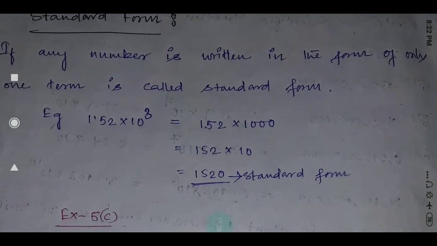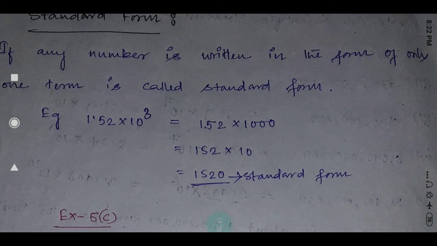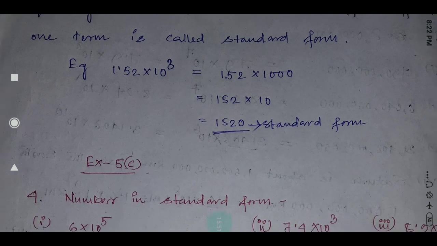So suppose 1.52 into 10 power 3, how many terms are there? Two terms. One is 1.52, another is 10 power 3. So this one you have to write in standard form. Standard form means only one term. So 1.52 into 1000, so that means if you remove the decimal, 1.52 and 10 will be there. So 1.52 into 10 means how much? 1520. This is standard form.